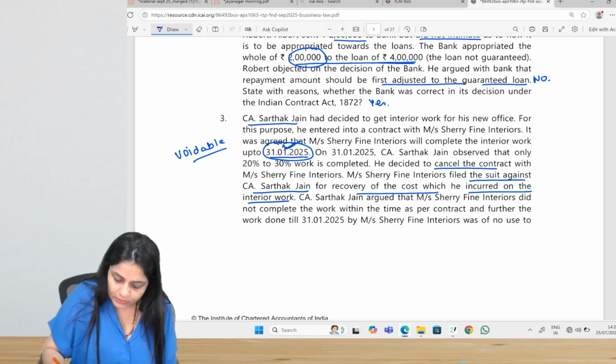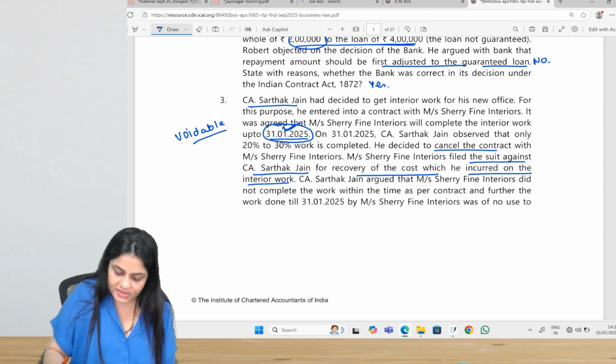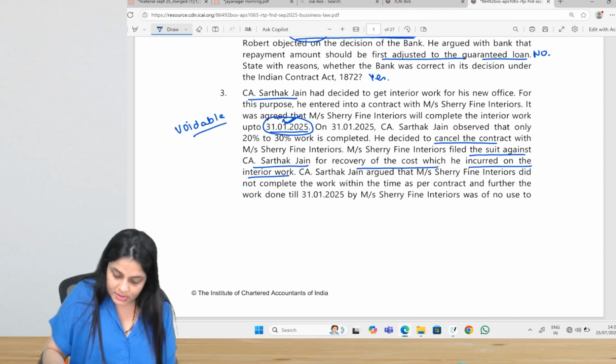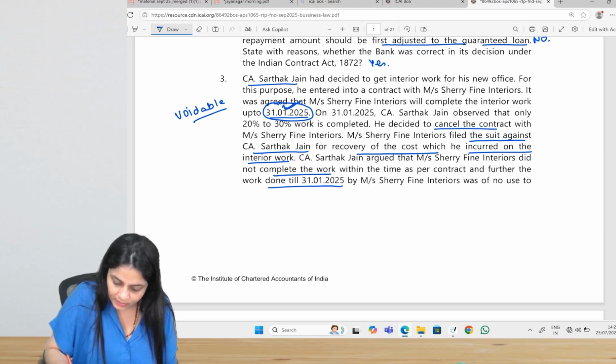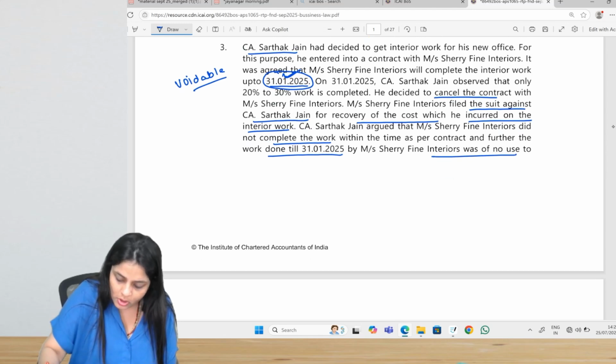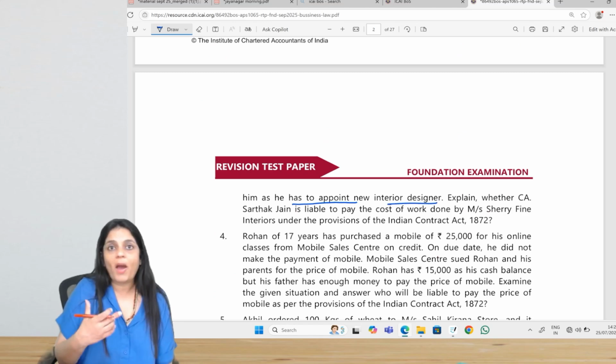Messrs. Sherry Fine Interiors filed a suit against C.A. Sarthak Jain for the recovery of the cost which he has incurred on the interior work. C.A. Sarthak Jain argued that they did not complete the work within the time as per the contract, and further, the work done till this day was of no use to him as he has to appoint a new interior designer. Now, when the contract is not separable and a part of the work is done, and that part is of no use to the other person, he is not liable to pay.